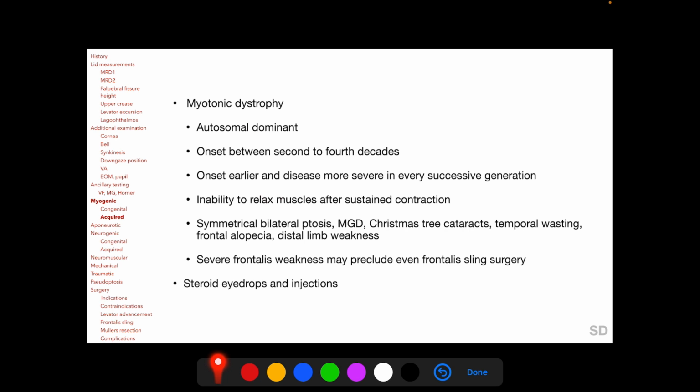Myotonic dystrophy presents with symmetrical bilateral ptosis, meibomian gland disease, Christmas tree cataracts, temporal wasting, frontal alopecia, and distal limb weakness. Severe frontalis muscle weakness can occur in patients with severe myotonic dystrophy, and that may preclude even Frontalis sling surgery for correcting the ptosis. As in oculopharyngeal dystrophy, extraocular muscles are spared in myotonic dystrophy. Steroid eye drops and periocular injections can also cause a myogenic form of ptosis.